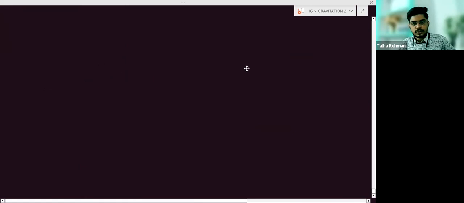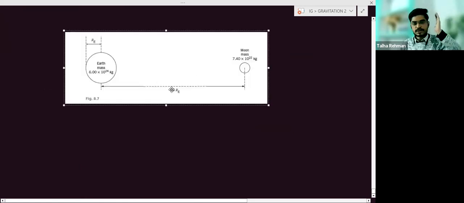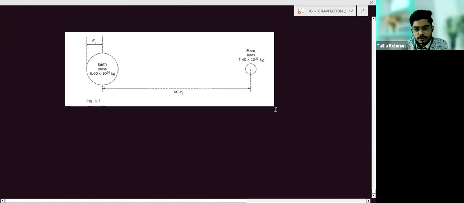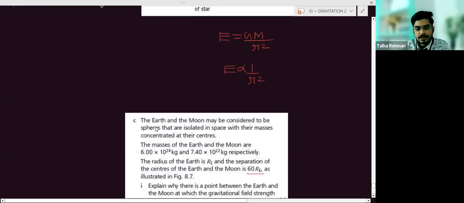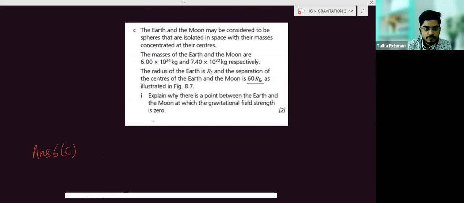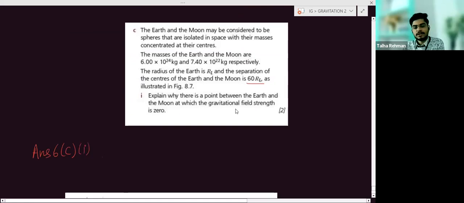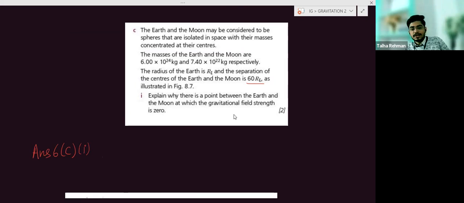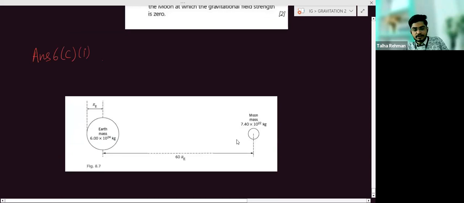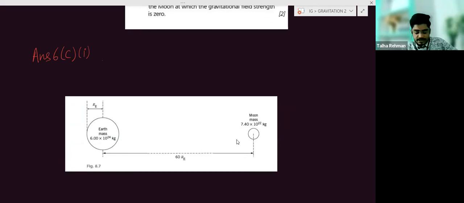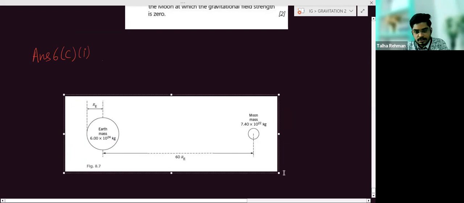So this is Earth, this is Moon. Distance between their centers is 60 RE. They are saying: explain why there is a point between the Earth and the Moon at which the gravitational field strength is 0. What is the reason for it?